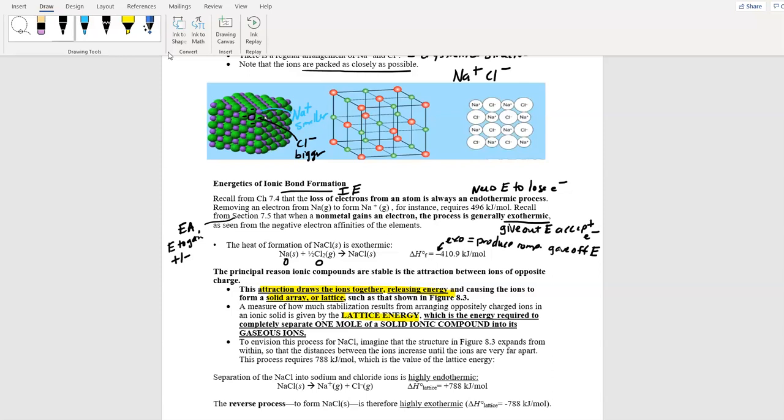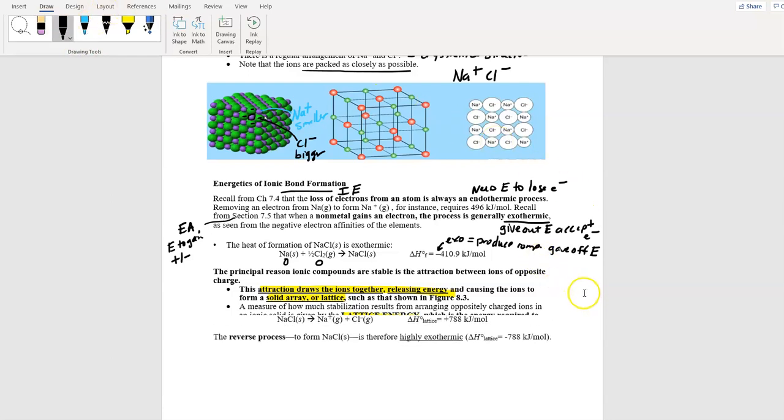A measure of how stabilized results from arranging these oppositely charged ions in this ionic compound is called lattice energy. So the stabilization that happens after these ions form the solid, it's the energy required to completely separate 1 mole of a solid ionic compound into the gaseous ions, okay? So I know you saw that word mole. You probably got a little excited. You thought we're doing a little bit of math. Sorry, not yet, okay? Not yet.